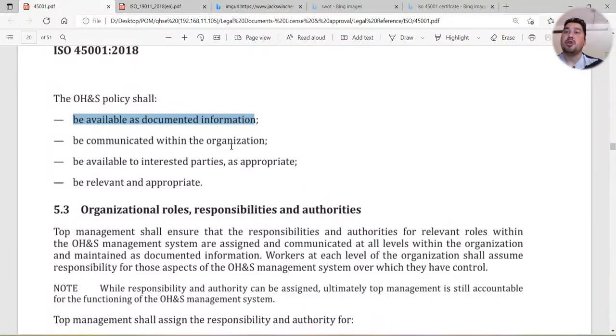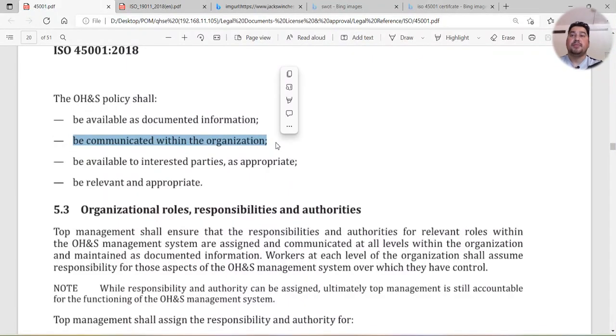Be communicated within the organization. It should be communicated within the organization. Organization means inside the organization. So it should be communicated with your employees. Okay. All employees, top to bottom. How are you going to communicate? There are different sources and different ways of communication: TBT, internal trainings, on-job trainings, and any poster, notice board, salary slip, website. Okay, so these are the ways of communication for the policy.